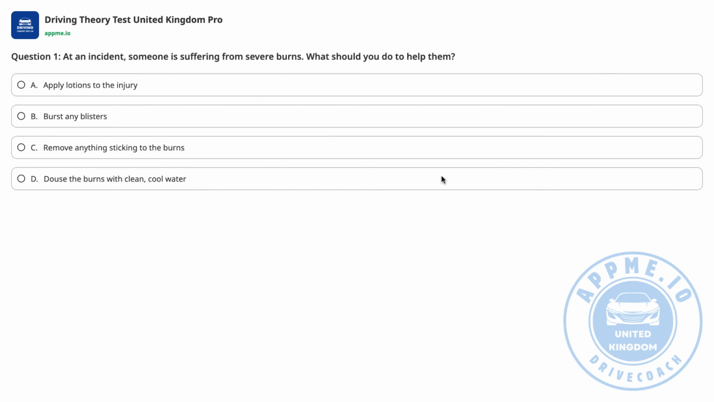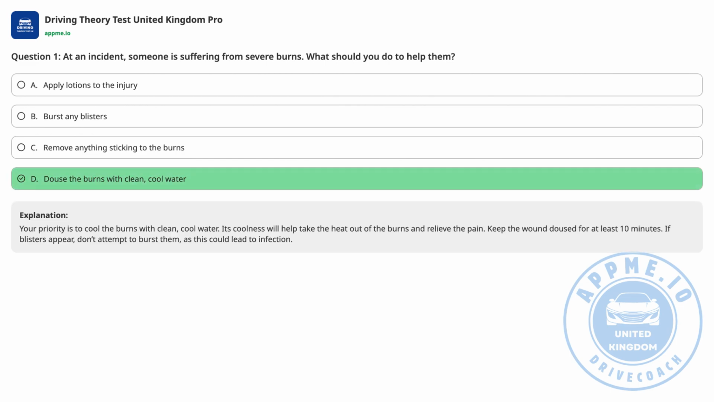Question 1. At an incident. Someone is suffering from severe burns. What should you do to help them? A. Apply lotions to the injury. B. Burst any blisters. C. Remove anything sticking to the burns. D. Douse the burns with clean, cool water. The correct answer is D.